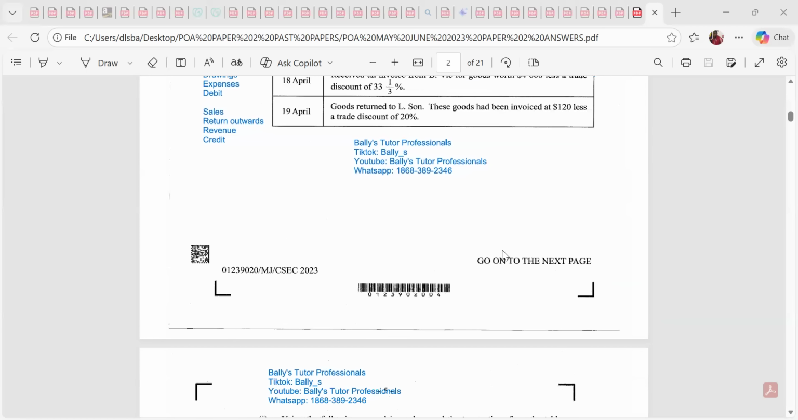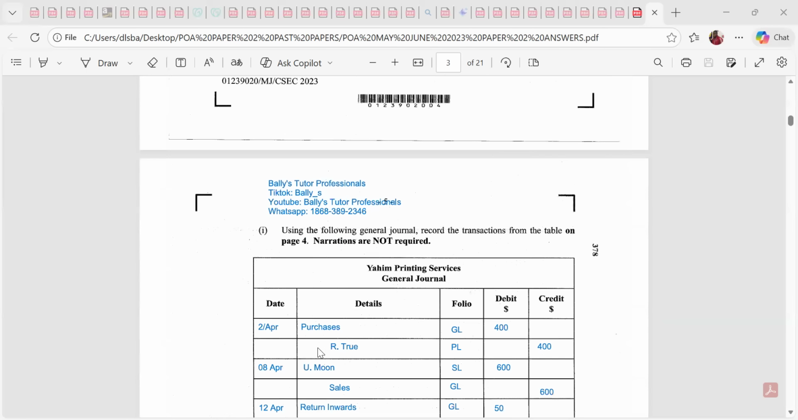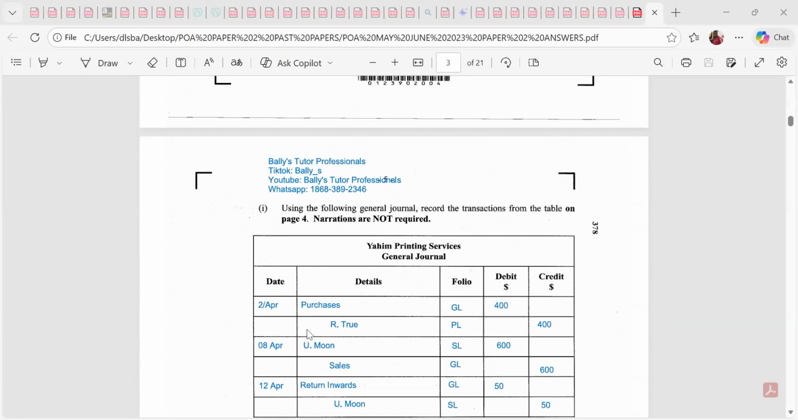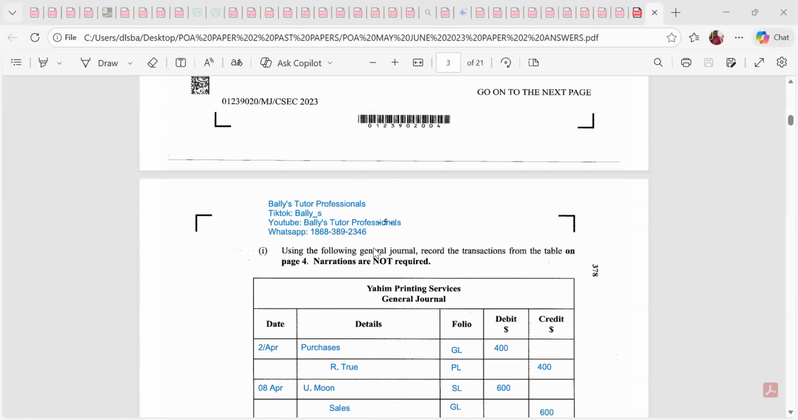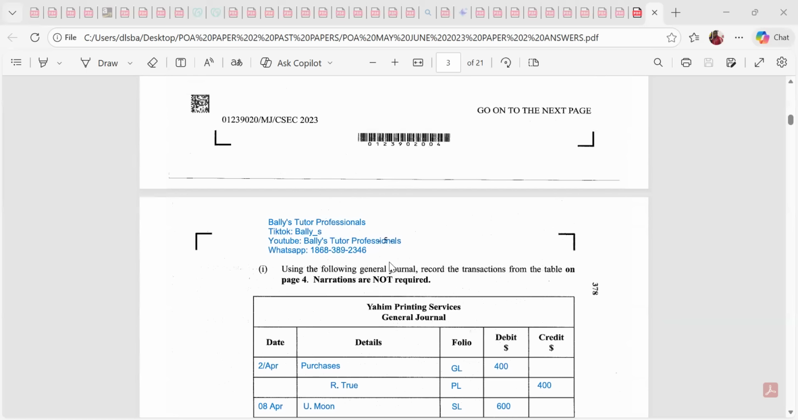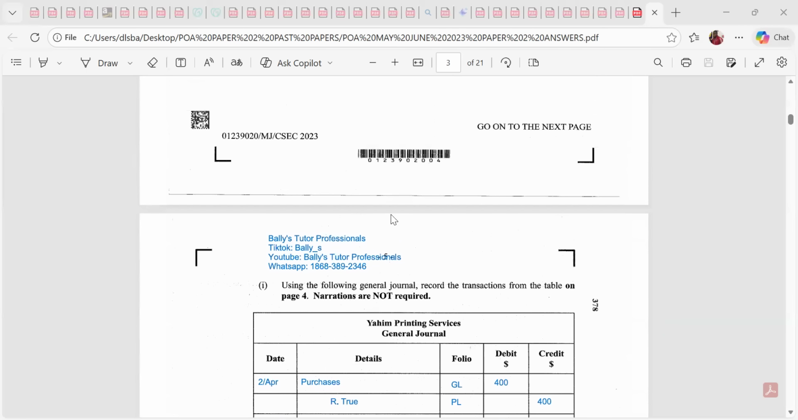Look at how we do it. You notice that big space there between the line and R Through? That is not by accident. That is on purpose. When you enter the credit entry in a general journal, you always indent. So the debit entry always goes first, and then when you credit, you put an indent between the details and the margin.